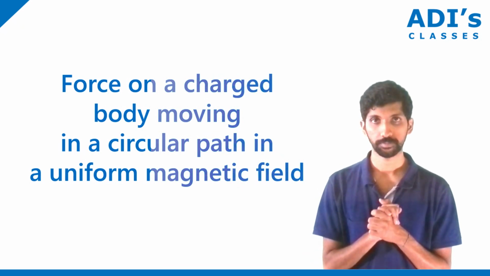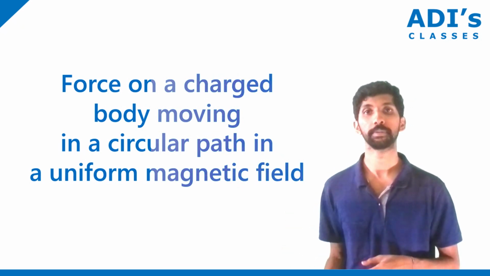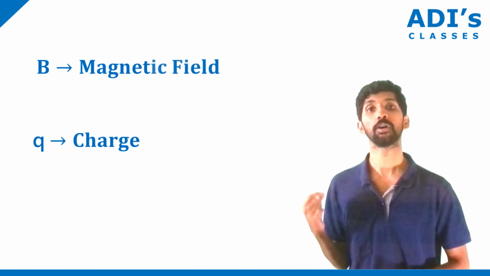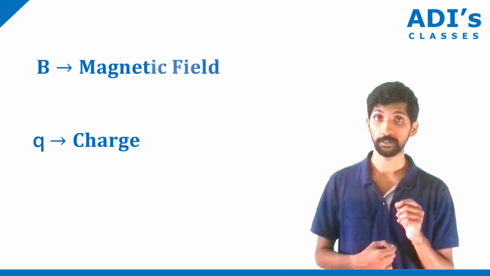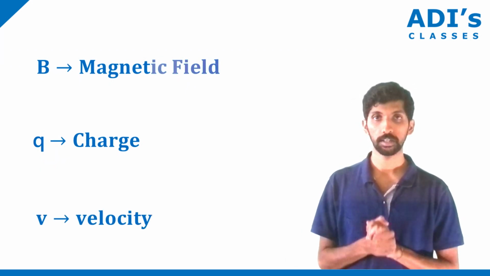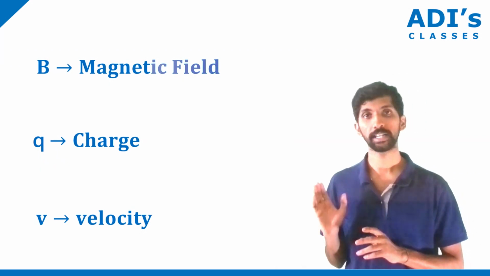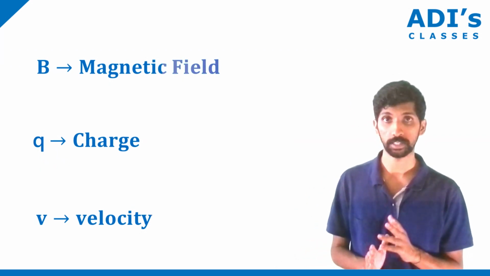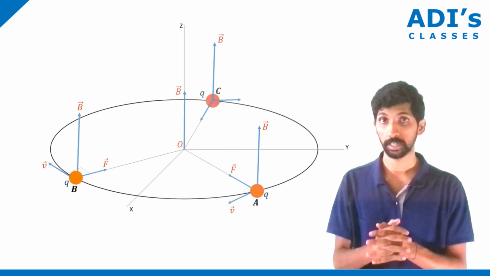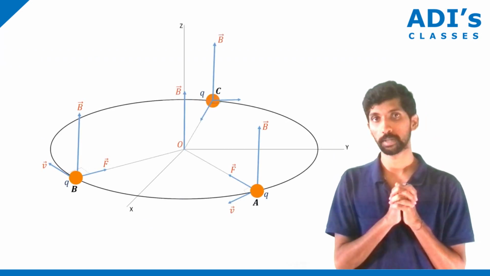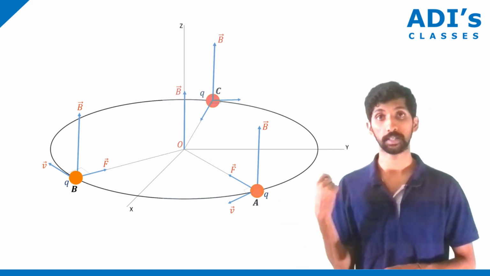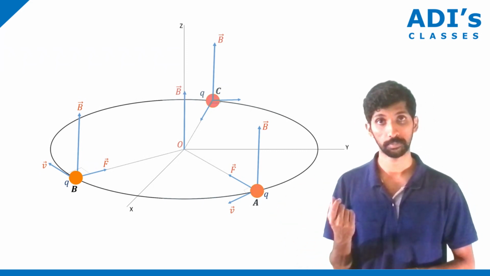See, we have the magnetic field to be B, the charge to be Q, and let's say the velocity of the charged body is V. Here, the magnetic field and the velocity are perpendicular to each other. Correct? Since they are perpendicular to each other, it is following a circular path.